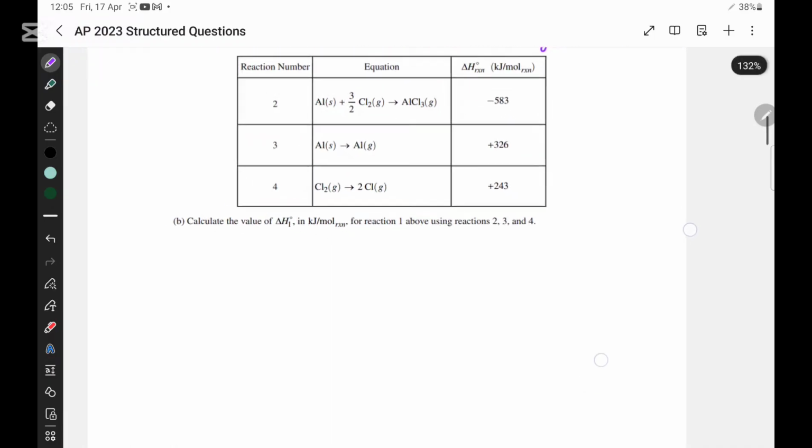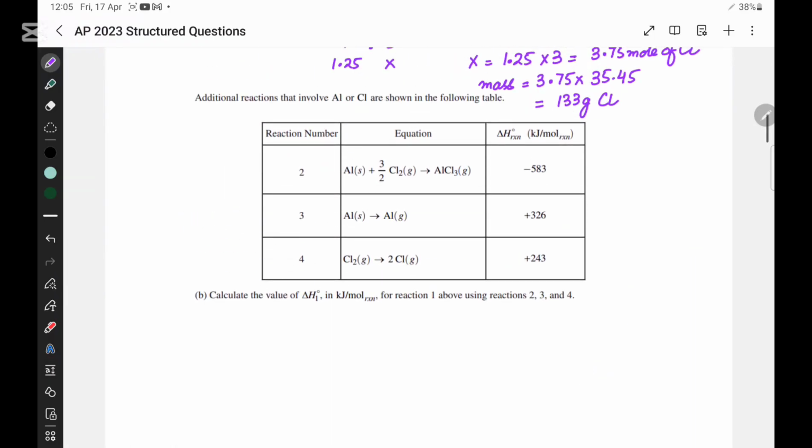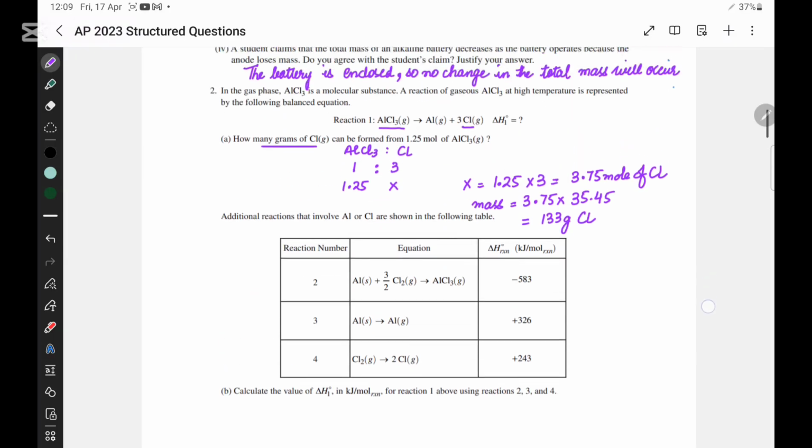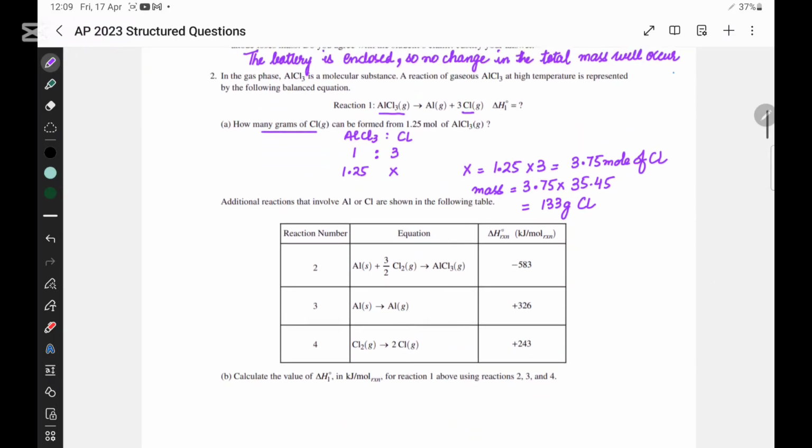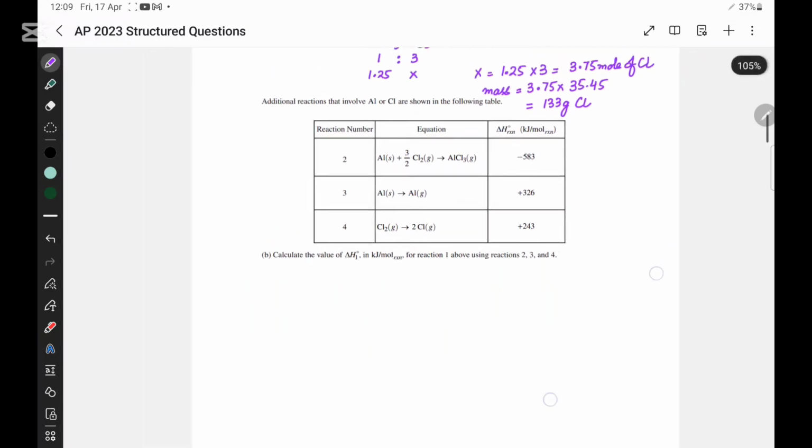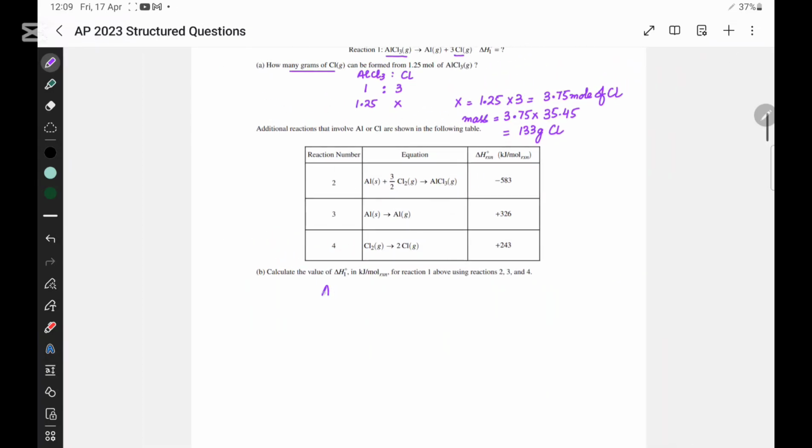Then calculate the value of delta H1 in kilojoules per mole reaction for reaction 1 above using reaction 2, 3 and 4. So for this question, we have to find out delta H1 which is present in reaction 1. So we are going to apply Hess's law here. Reaction 1 is AlCl3 in gas state, and it is forming aluminium in gas state plus 3 chloride in gas state.